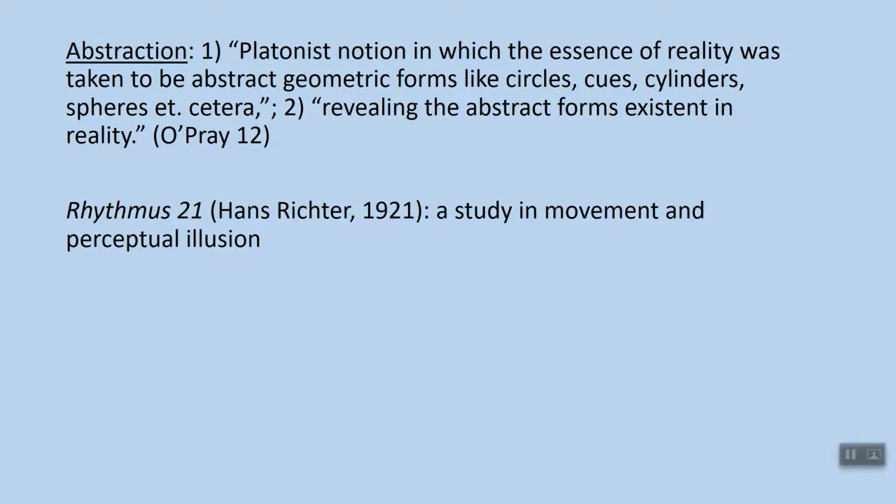Abstraction is a Platonist notion in which the essence of reality was to be taken as abstract geometric forms like circles, cubes, cylinders, spheres, sorry, there's a misspelling there, etc. And kind of revealing the abstract forms existent in reality. So you're going to see one of these early films by Hans Richter called Rhythmus 21.